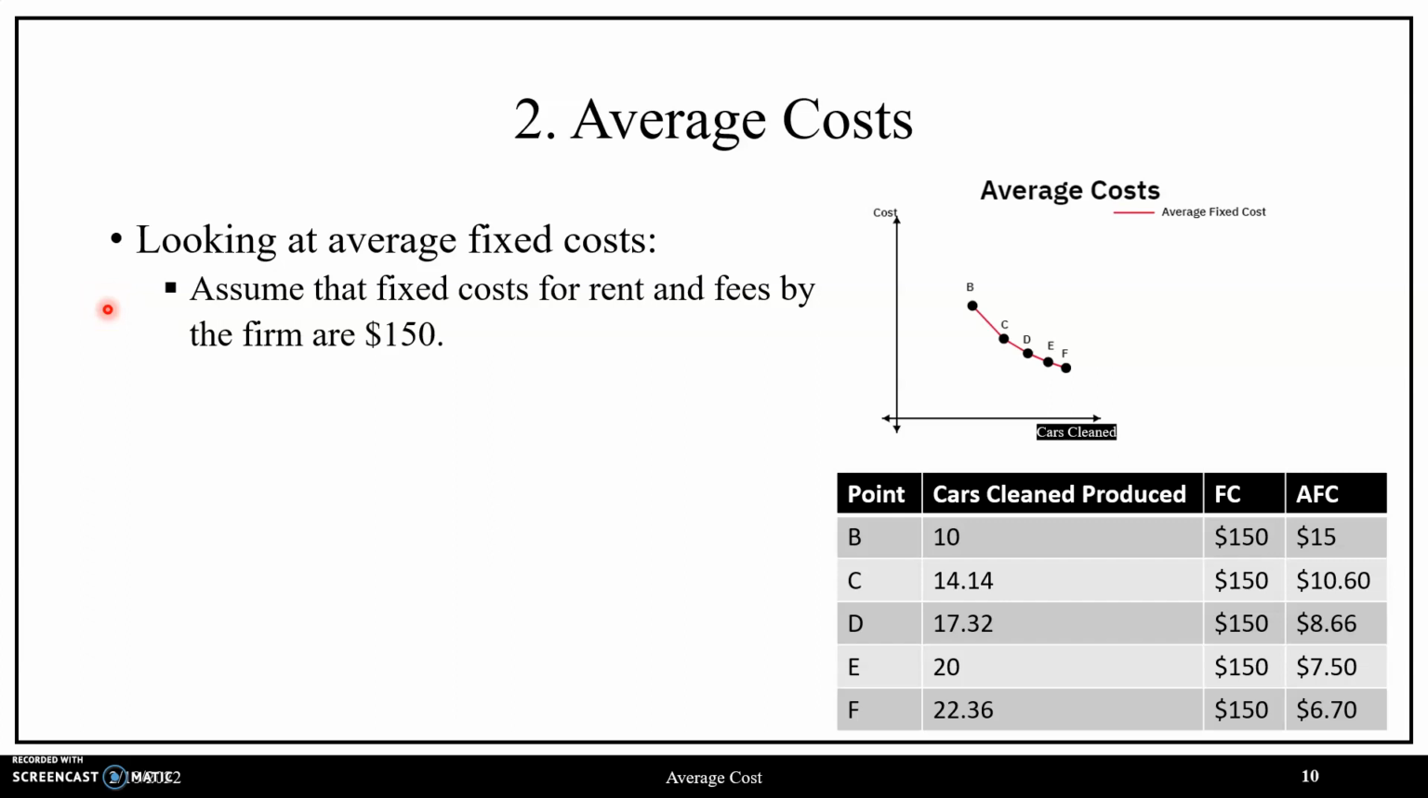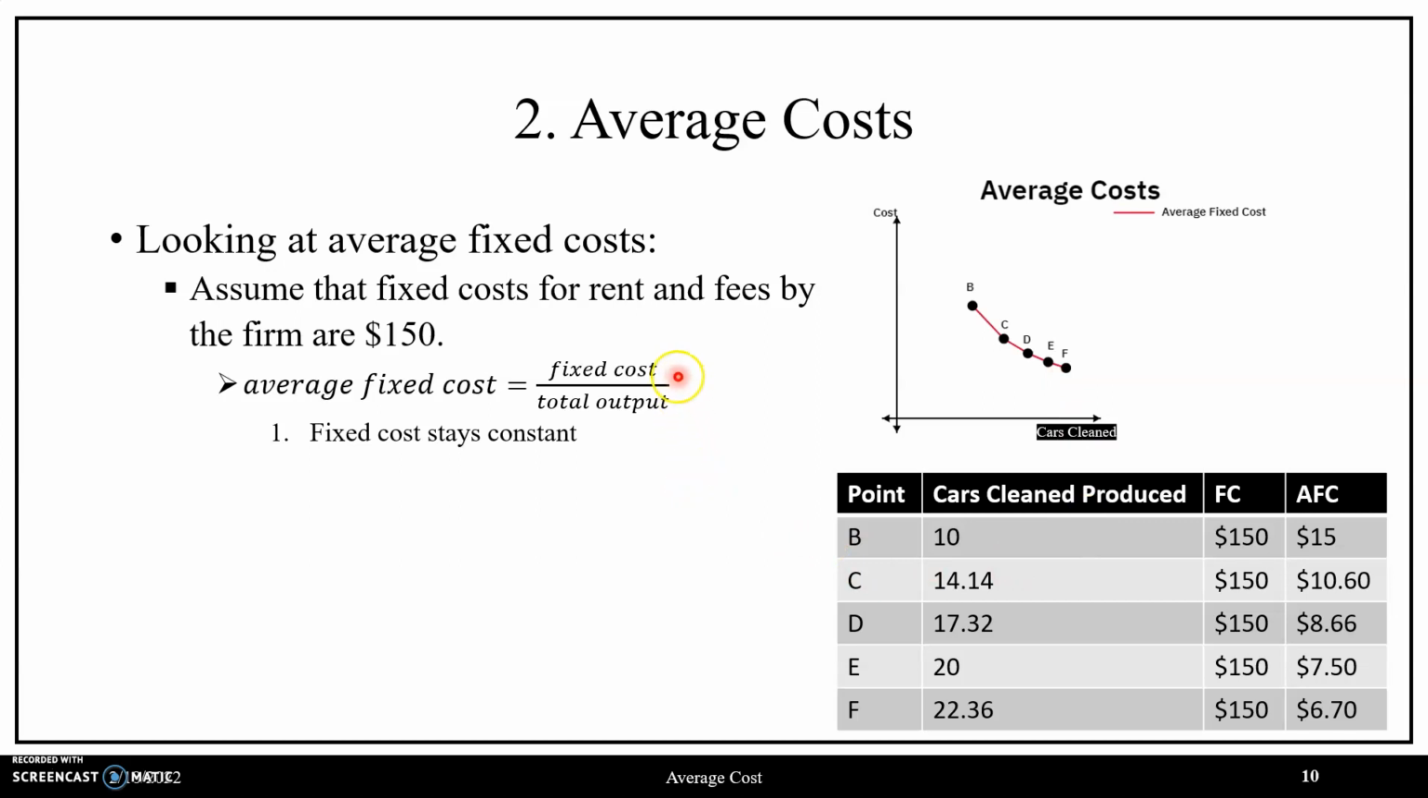So let us assume that fixed costs for rent and for fees for the space that's being used and the cleaning equipment for the firm will be $150. Additionally, we know that our average fixed cost formula in our derivation is going to be fixed cost divided by total output. Now looking at our graphical representation, we can see that we have a downward sloping average fixed cost curve. So let us see if we can explain why that is.